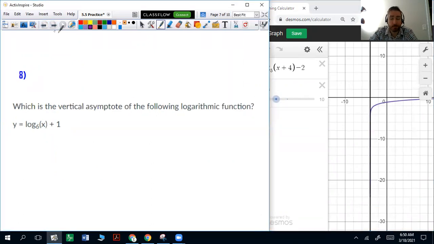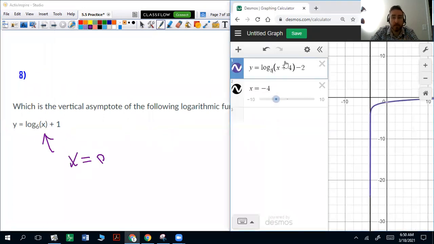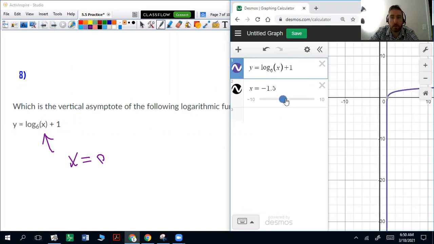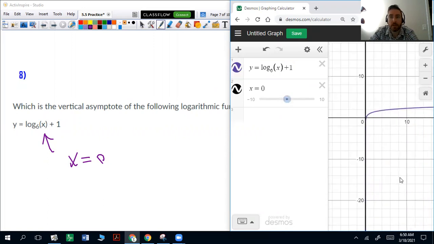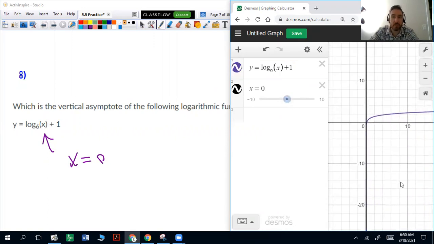All right, number 8. So what do you do when there's nothing in the parentheses? That's 0. So you'd say x equals 0. And we can back that up here. And you can see here, it basically hugs the y-axis. So 0 is going to be your answer. x equals 0.